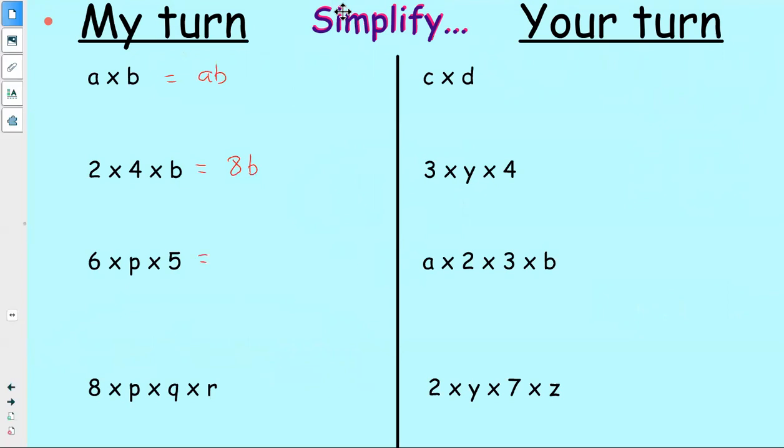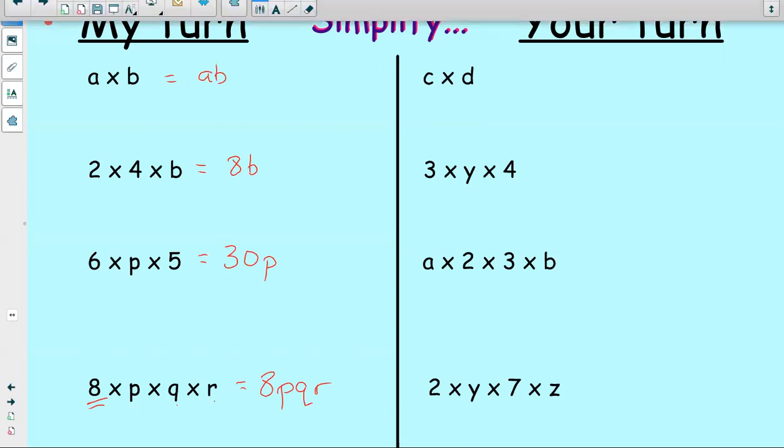6 times p, or 6 multiplied by p multiplied by 5. Now I know I switch between multiply and times. I don't know which word you prefer. We can try and use multiply. So 6 multiplied by p multiplied by 5 is 30p. And then this one down here, 8 multiplied by p multiplied by q multiplied by r. Now 8 is the only number here, so it's just going to be 8pqr with no multiplication sign in the middle. Okay, your turn, guys.